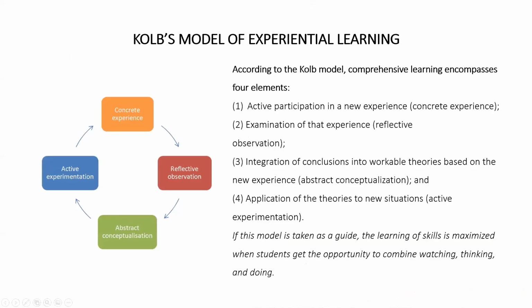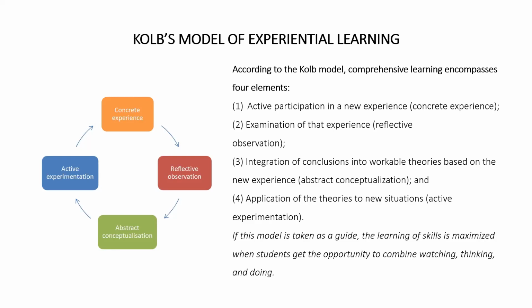So there are different ways in which we learn. According to Kolb's model, comprehensive learning encompasses 4 elements. In order for us to learn effectively, we need to be able to go through all of these 4 elements. Firstly, the way in which we can learn something is by active participation in a new experience, and this is otherwise known as concrete learning. For example, when we attended the workshop, we all worked on our communication and improving our CV. That is active participation in a new experience, and we are learning from that.